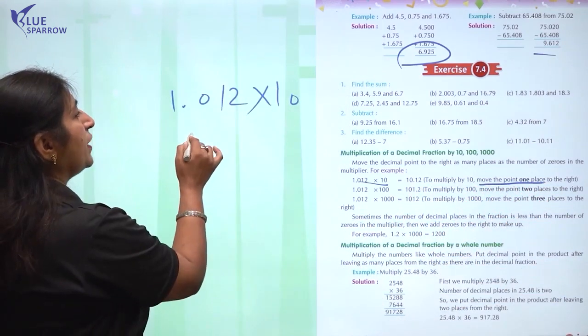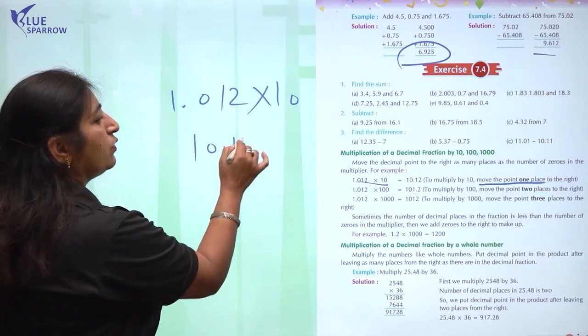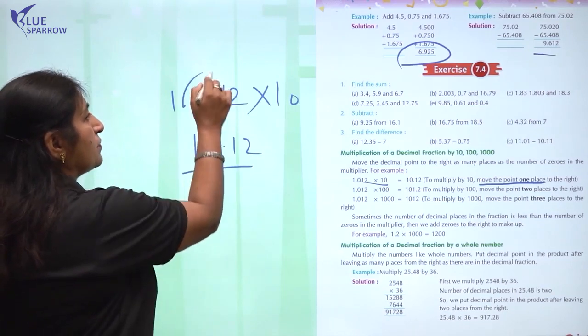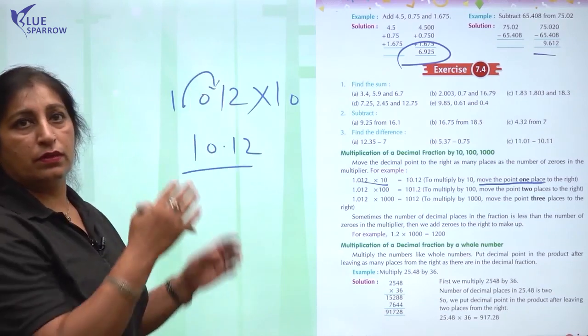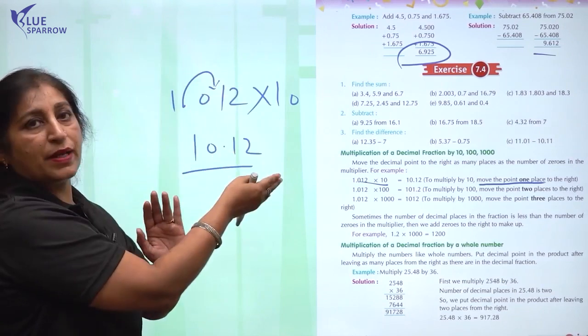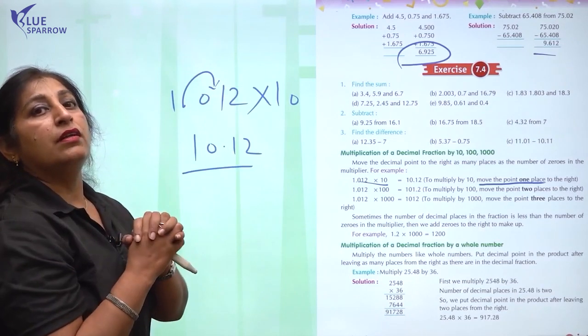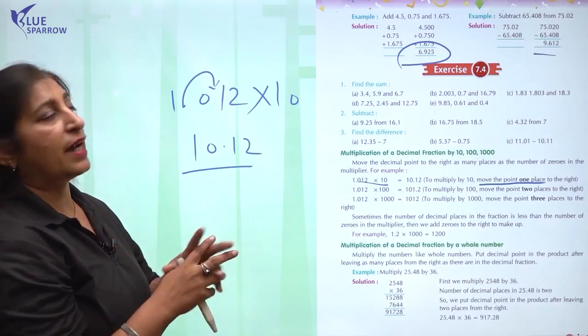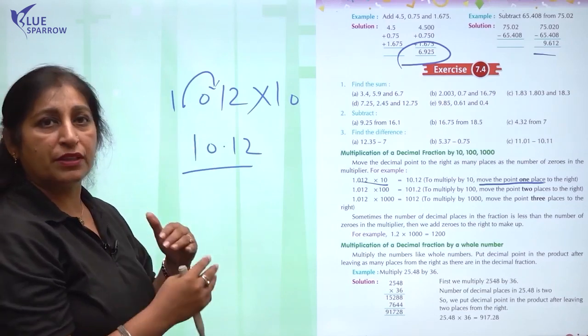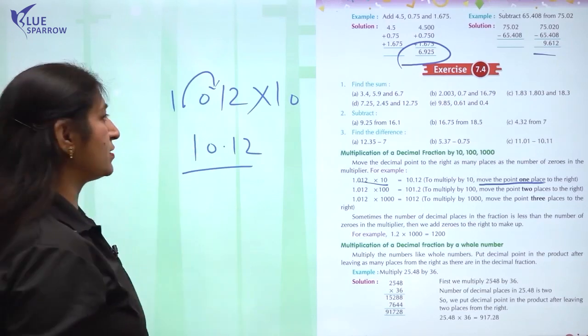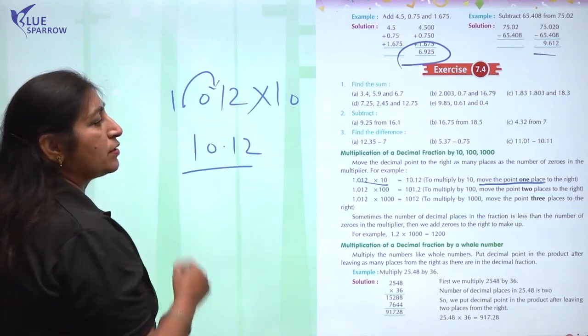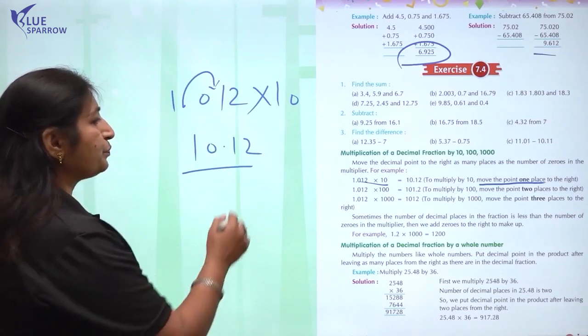So its answer would be 10.12. Decimal has been shifted from this place to the next place because we are given the number 10 which is to be multiplied with this number. It means we should shift the decimal by 1 place. So its answer would be 10.12.